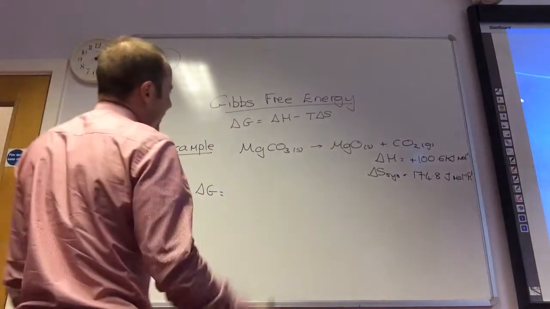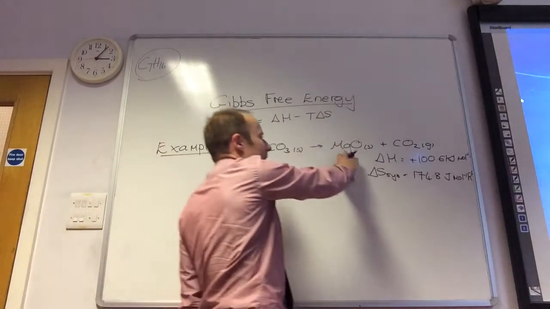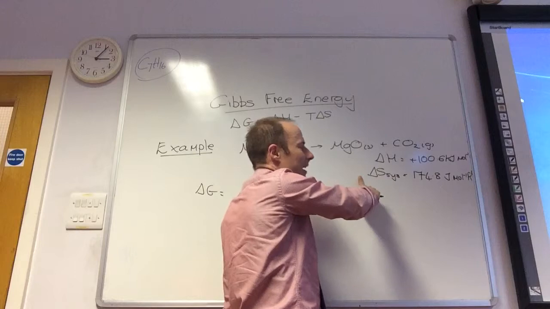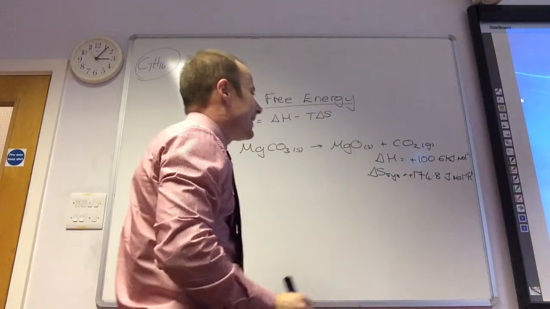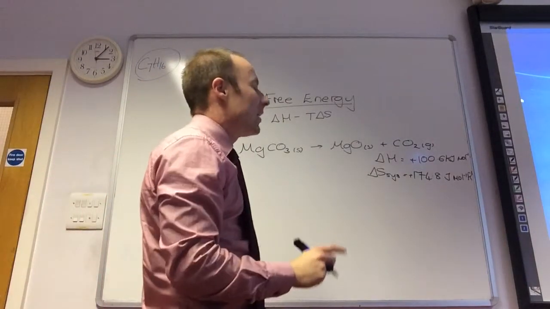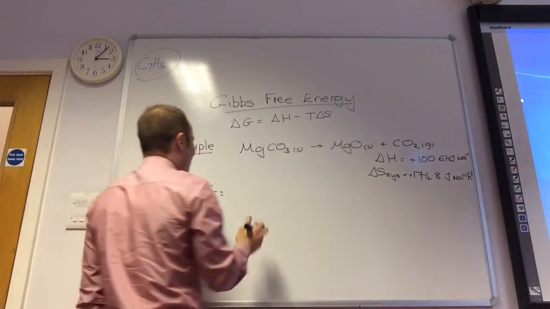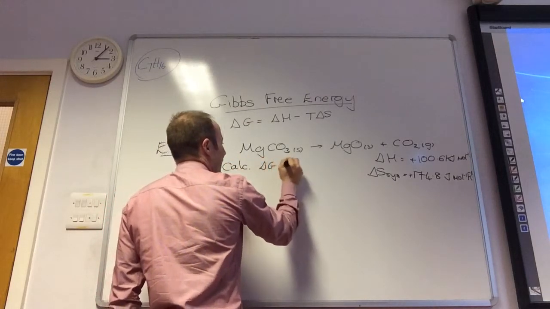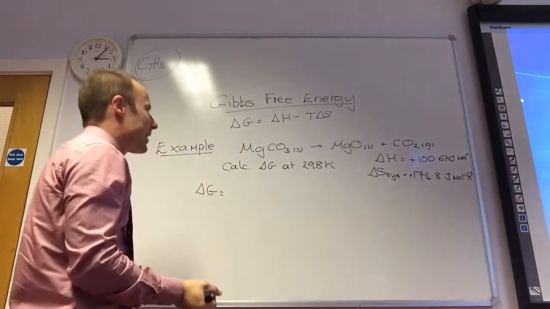Okay, so what we're going to do is an example of Gibbs free energy. We're going to take magnesium carbonate, magnesium oxide and carbon dioxide. Delta H for this reaction is plus 100.6 kilojoules per mole, and delta S for the system we calculated earlier was 174.8 joules per mole per Kelvin. All we have to do is calculate delta G at 298 Kelvin.